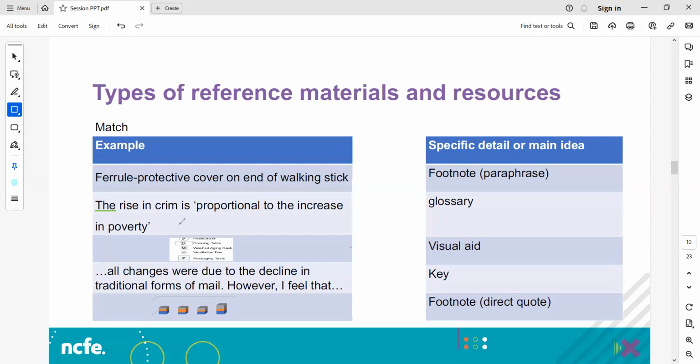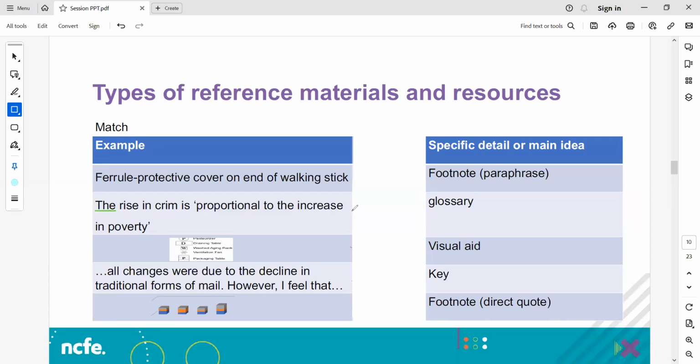Right, if that one's a bit tricky, let's try the next one. The rise in crime is proportional to the increase in poverty. And we can see that there's inverted commas there around part of it, so it's quoting another text. So what does that match to?